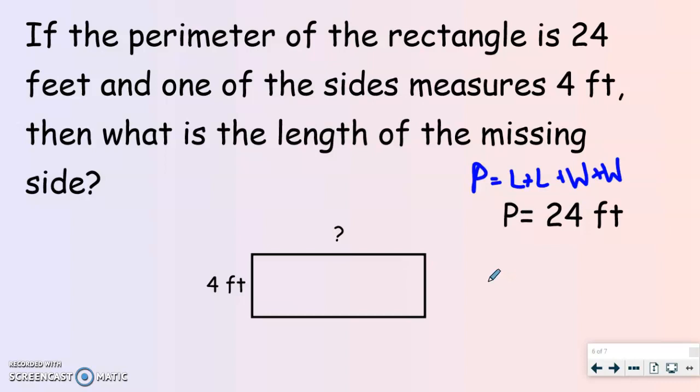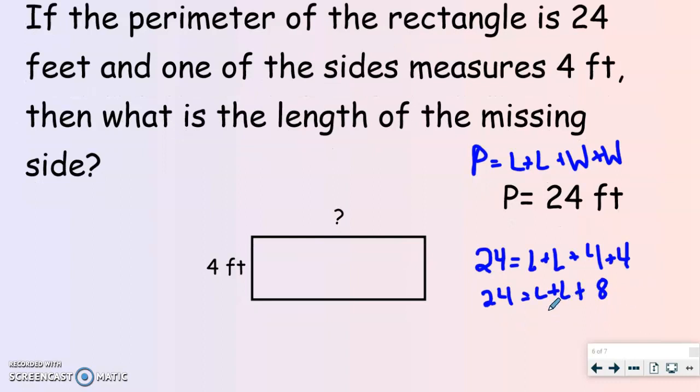So if perimeter is 24, I'm going to put 24 over here. That's equal to length plus length, because I still don't know that, plus, I do know my width though, so 4 plus 4. I can make this a little bit easier. I'm going to go ahead and add the 4 and the 4. So 24 equals length plus length plus 4 plus 4 is 8. So now I'm just missing these two numbers.